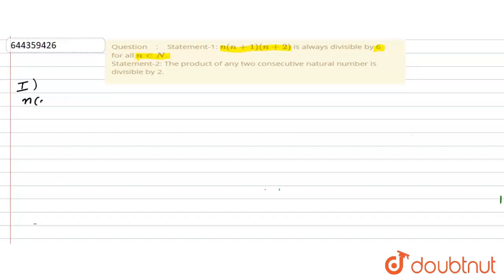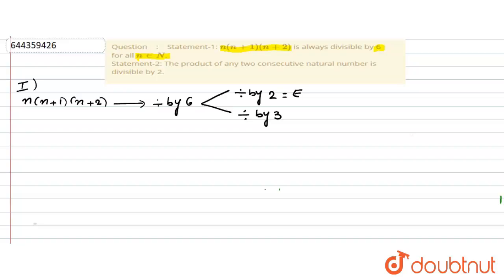Here the given statement is that n into n plus 1 into n plus 2 is divisible by 6. How can we find out whether it is divisible by 6 or not? If a number is divisible by both 2 and 3, then we say that the number is divisible by 6. How can you say a number is divisible by 2? If it is an even number. How can you say a number is divisible by 3? If the sum of the digits is divisible by 3. But sometimes if you write the number as 3 into something, we can also say that the number is divisible by 3. So let me check whether the given statement is true or not.